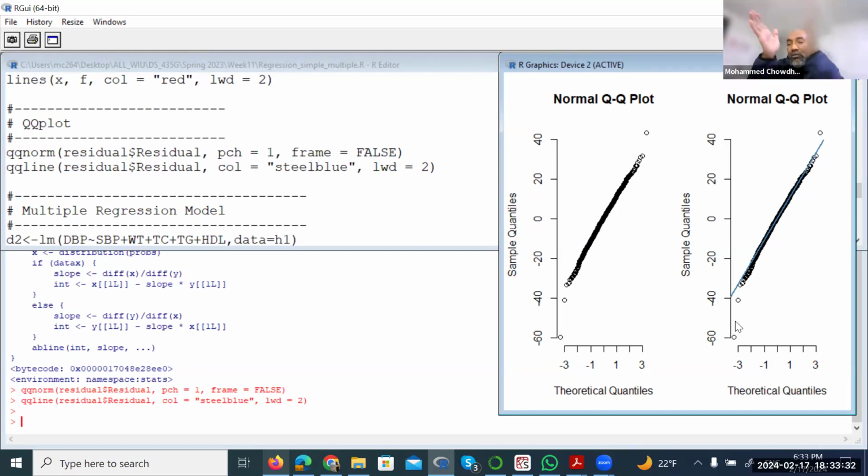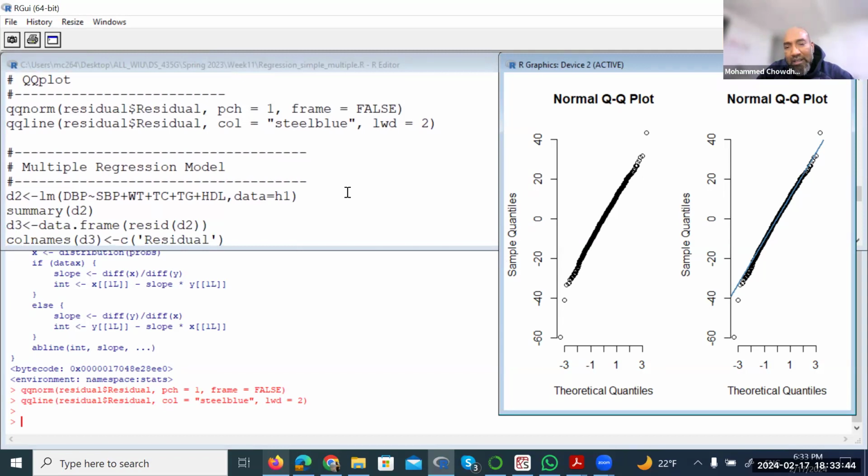So then theoretical quantile and sample quantile, if they construct one straight line, one falls over the other, then it is known as the normal distribution. This is what is known as the QQ plot also. Okay. So now that is the end of the discussion of the simple linear regression model. Now I am going to discuss multiple linear regression model.